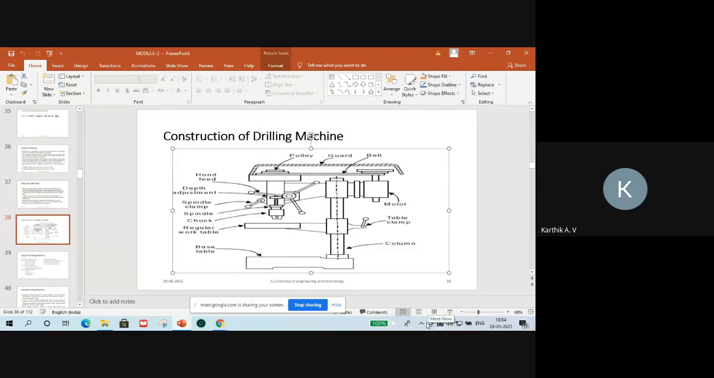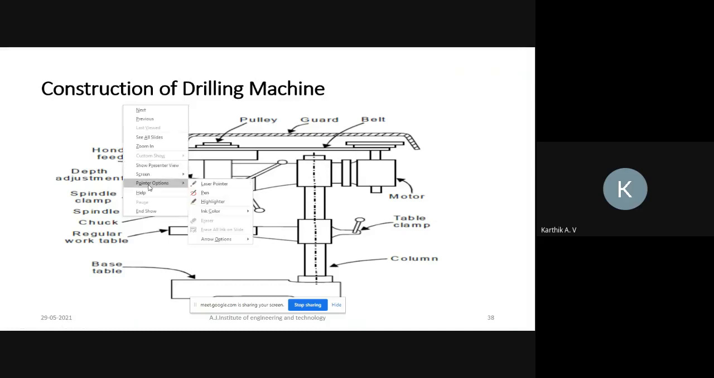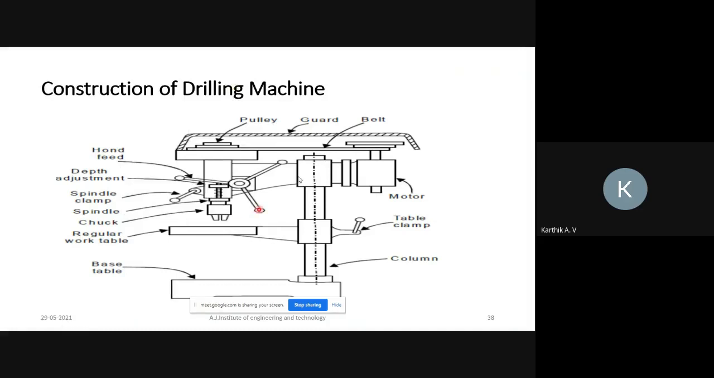This is the basic construction of a drilling machine. Just see the parts of the drilling machine. This is the base. The base is made of strong material, cast iron. And this is the column. The column also has strength, and it gives support to the workpiece, the work table, as well as the spindle.